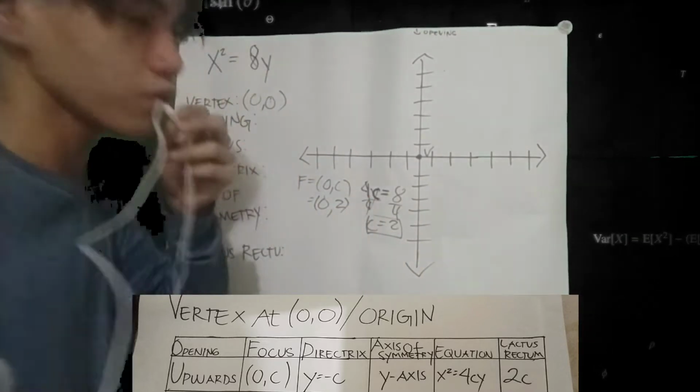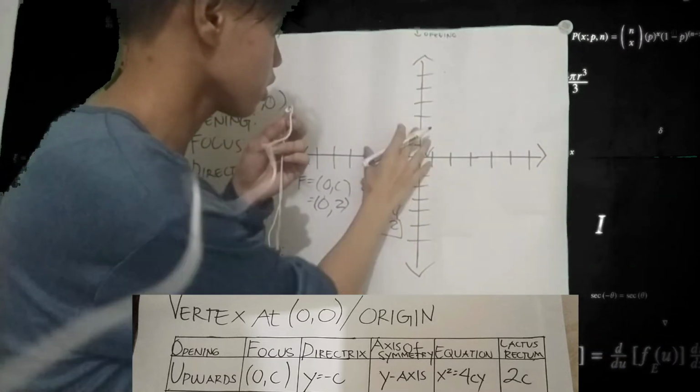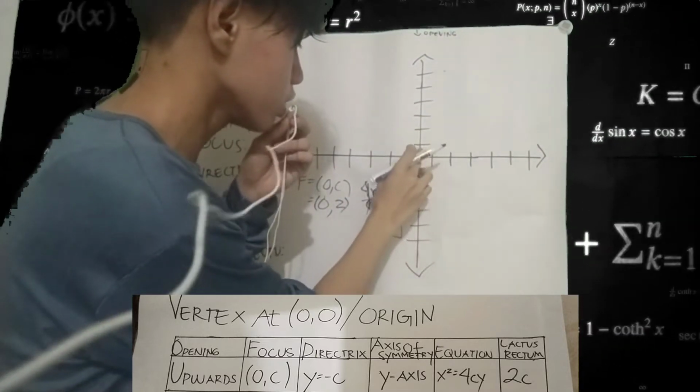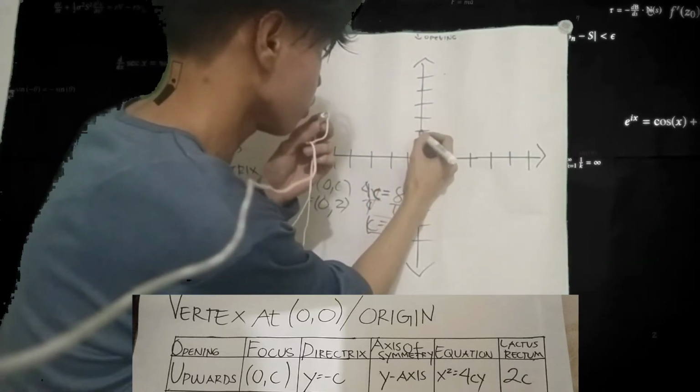So, ang coordinate ng focus is 0 and 2. Ilagay natin dito sa Cartesian plane. So, 0 and 2 units upward. So, nandito yung focus.